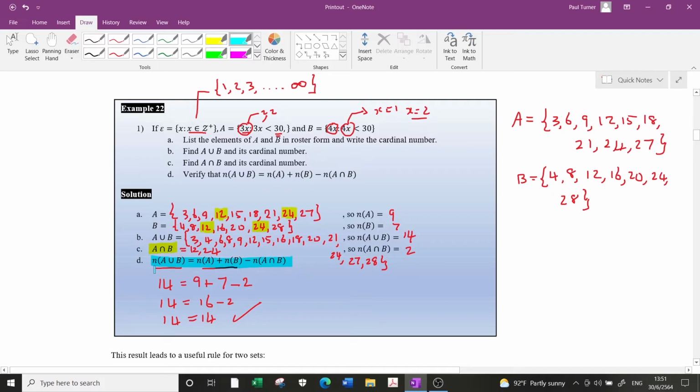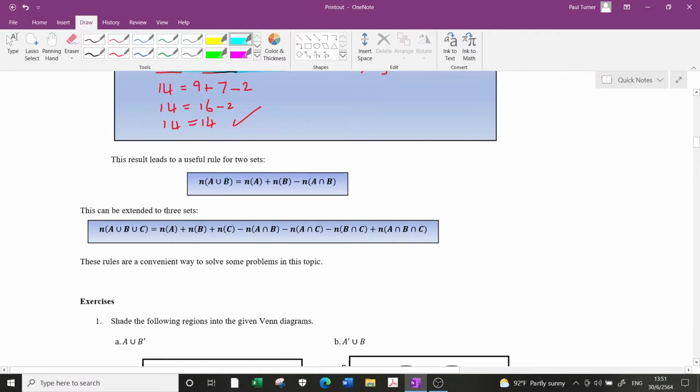So the number in the union is the same as the number in the individual sets added, minus the number in the intersection. And that works for all kinds of sets. So that's basically your rule that I've written here, and it works for all sets.